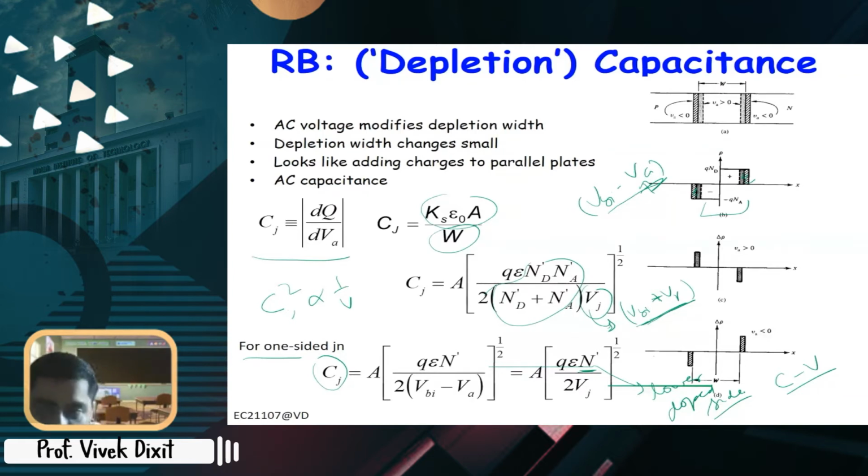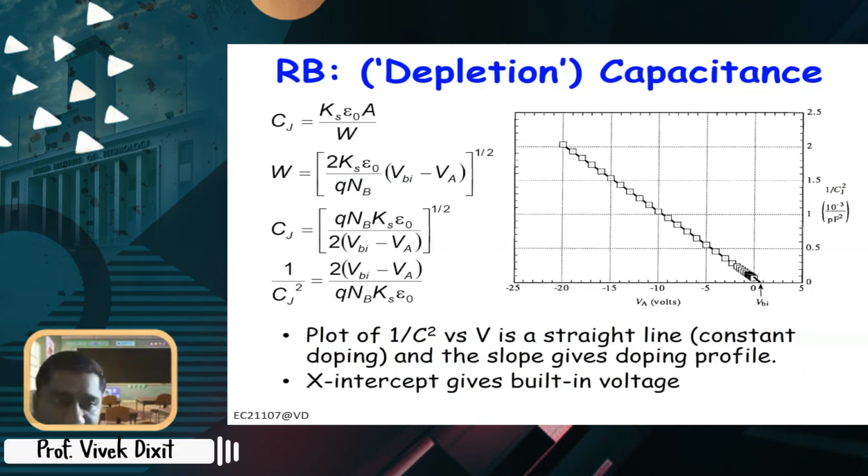So if you rewrite this expression for a one-sided junction, what do you get? C square is A square Q epsilon N by 2V, right? So if you plot C versus 1 by V, now V is equal to VBI plus VR, so you can take out these two and simplify like this. If you do Cj square, V applied for reverse bias is negative. So if you do 1 by C square, it becomes VBI minus VA.